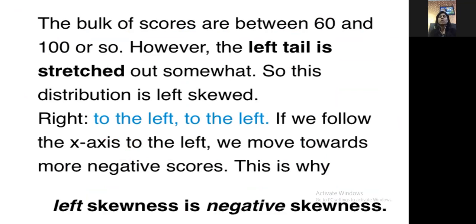So this distribution is called left skewed because the tail is stretched towards left. It is a left skew distribution. If we follow the x-axis and move towards the left, we move towards more negative scores. That is why we are saying that this is a left skewness or negative skewness. This was the absolute categorization of the skewness. Now let's understand the calculation of some relative measures, that is the coefficient of skewness.